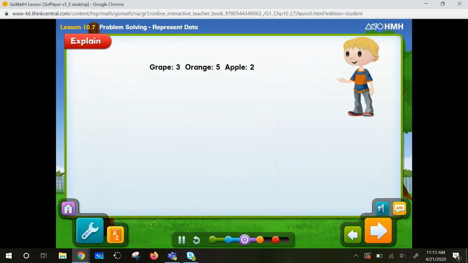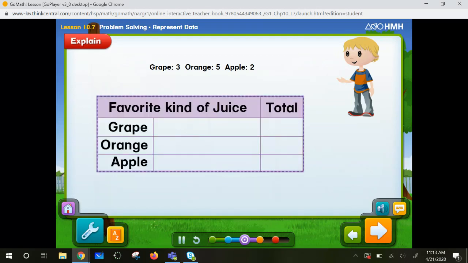Joey asks 10 friends to choose their favorite juice. 3 friends chose grape, 5 friends chose orange, and 2 friends chose apple. Let's use a tally chart to represent the data. Start by showing the tally marks for grape juice. 3 of Joey's friends preferred grape juice. Now show the tally marks for orange juice. 5 of Joey's friends preferred orange juice. And finally, show the tally marks for apple juice. 2 of Joey's friends preferred apple juice.